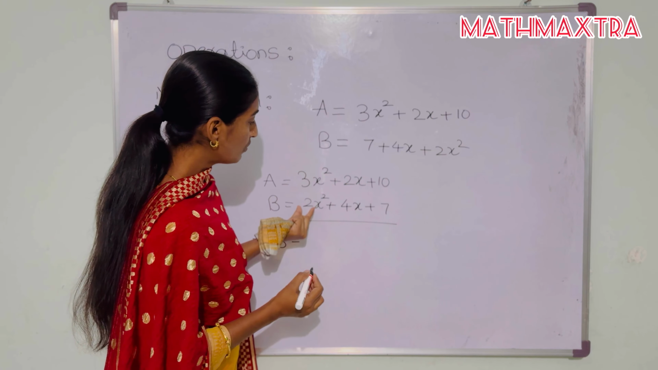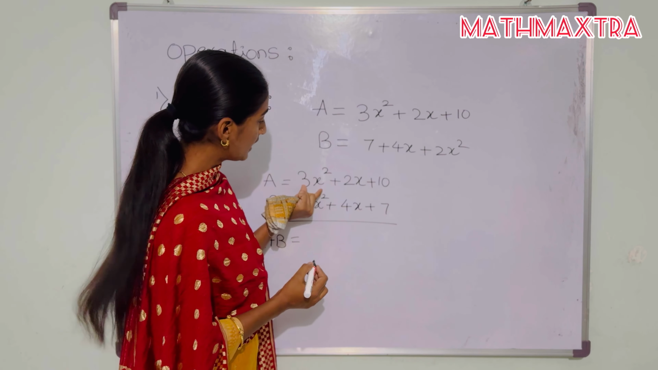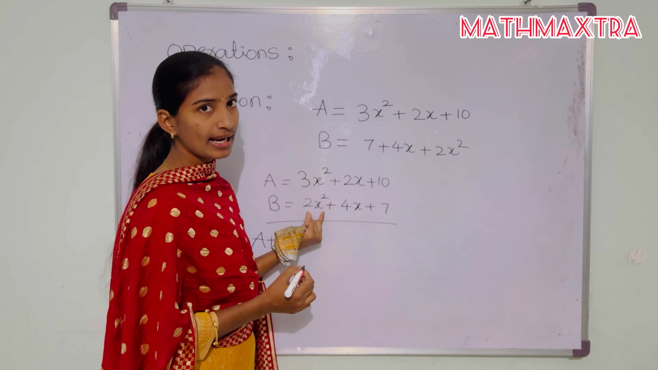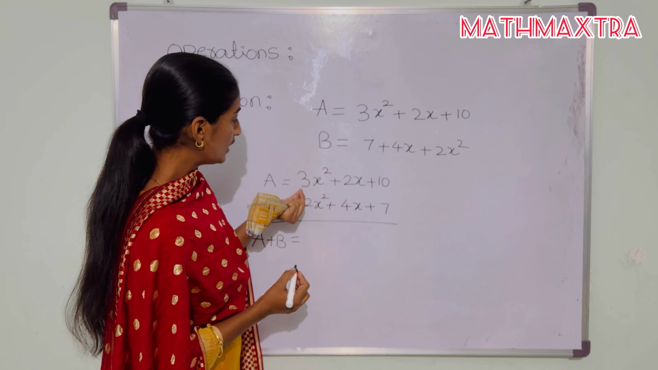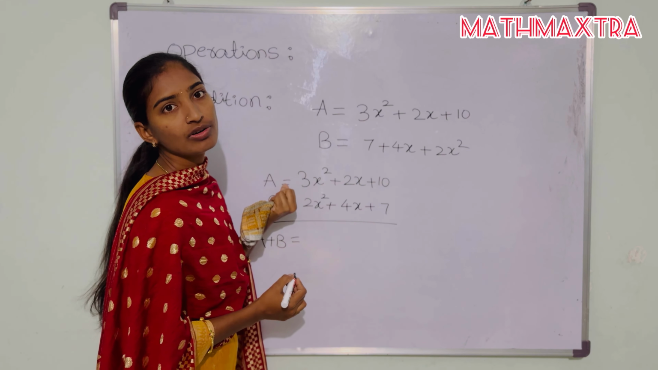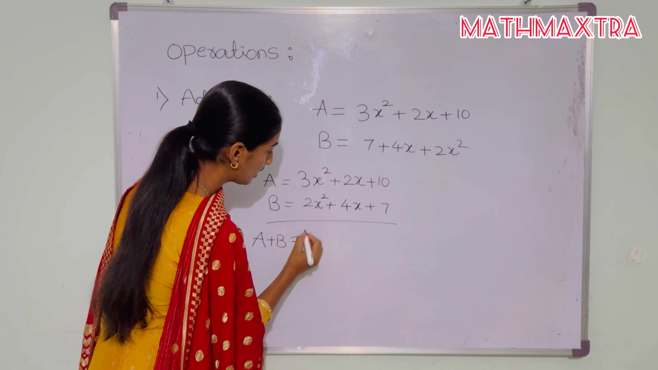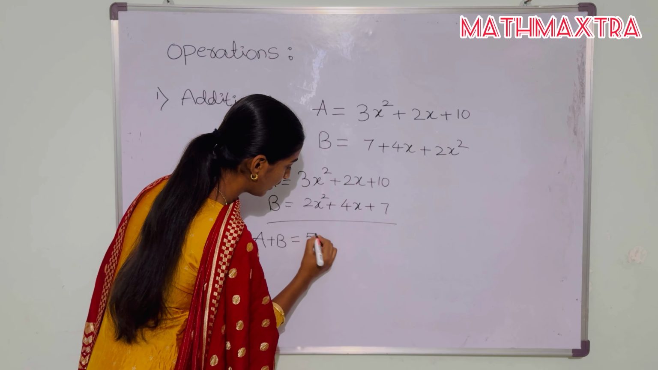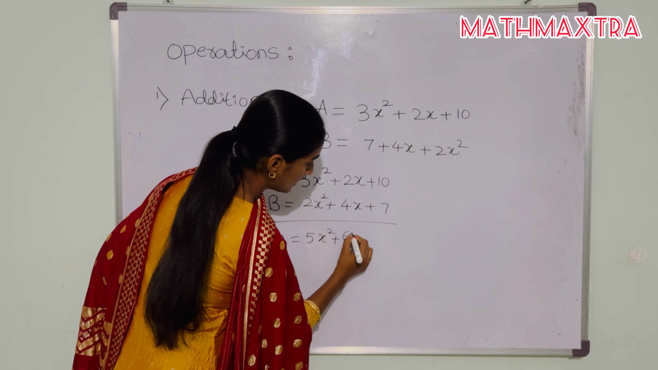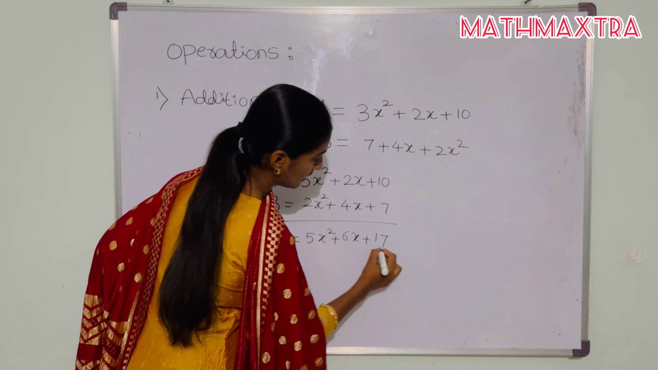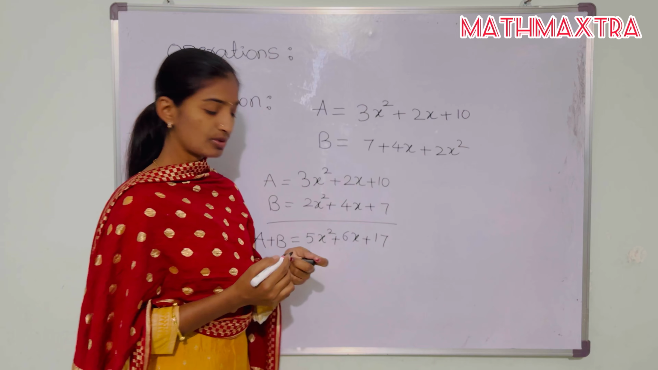That is what we are saying. We are simply adding the like terms. See, x square, these two are like terms. Yes, these two are like terms. So what we need to do is simply add the numerical coefficients. Okay, so add these two numerical coefficients, which is 3 plus 2 is equal to 5x square. Next, add these two, 6x plus 17. Okay, so this is the addition of two algebraic expressions.